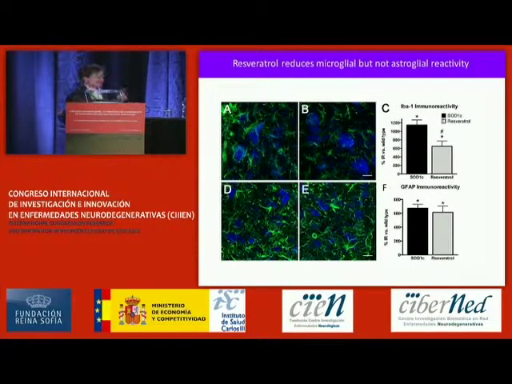Resveratrol also reduces microglia, so it was also able to modulate the inflammatory response. And you can see that clearly the immunoreactivity for microglia was reduced in these animals. Okay, whereas it did not affect astrogliosis. The astrocytes labeled with GFAP look similar in the untreated and the treated SOD1 mice.